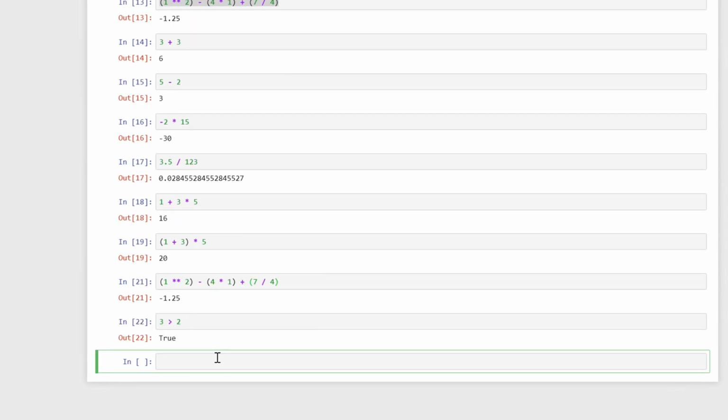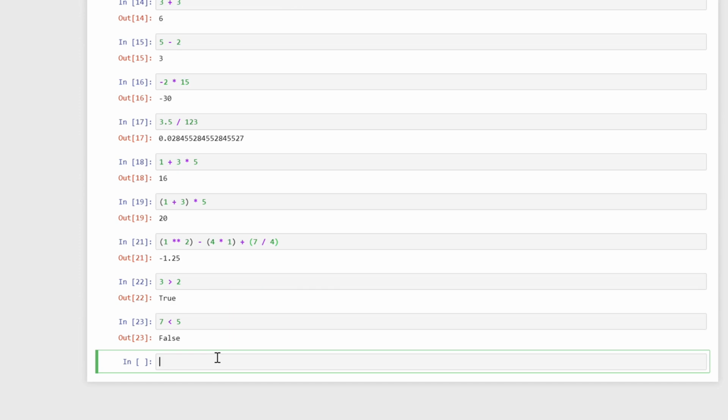And what it will return is a Boolean value. Boolean values are true or false. Those just represent the truth value of a particular statement. So in this case, we know 3 is greater than 2, so we know that's a true statement. If we were to say something like 7 is less than 5, which is false, we would get a false. So those are the only two possible values that can come out of this.